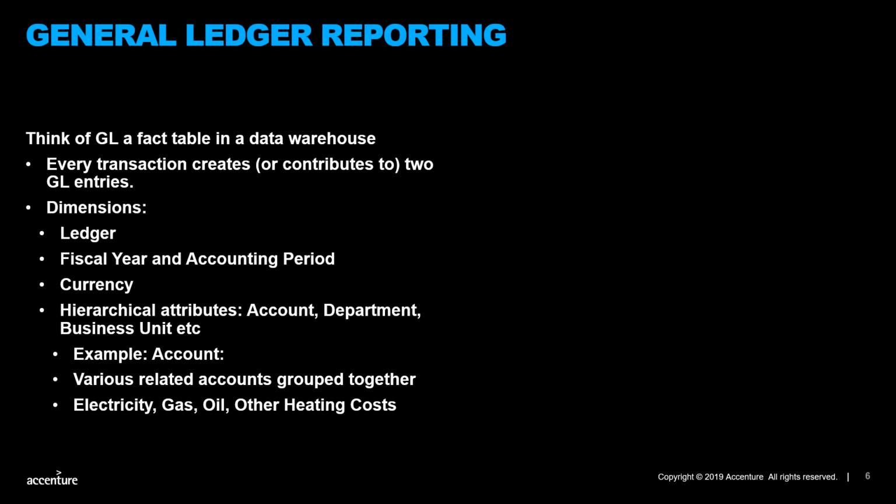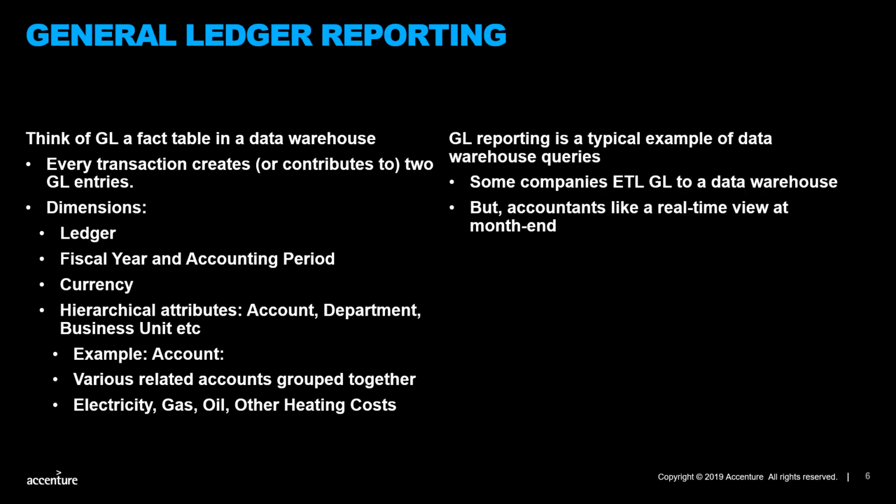And that's a decision that you make in general ledger, and the different reports are reported on different parts of the business at different granularities. Now, general ledger is a typical example of data put into data warehouses, and some companies do actually extract their general ledger into a fully fledged data warehouse. But then it takes time for the data to get from financials to the warehouse. And accountants love to have a real-time view, especially at month end.